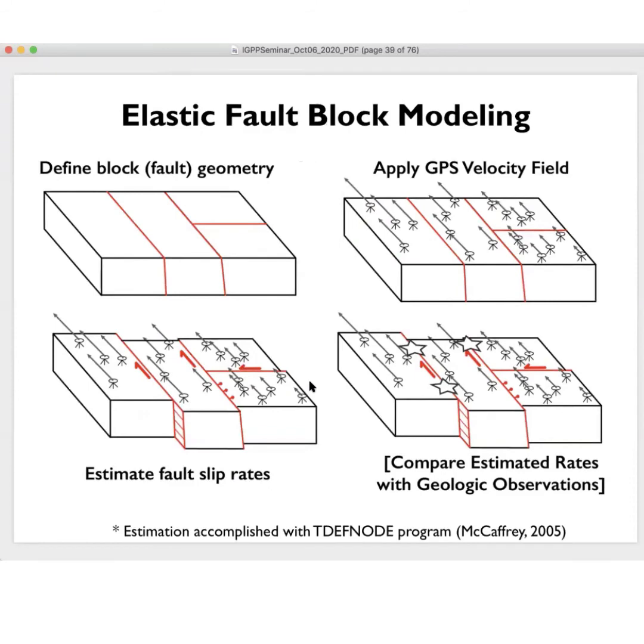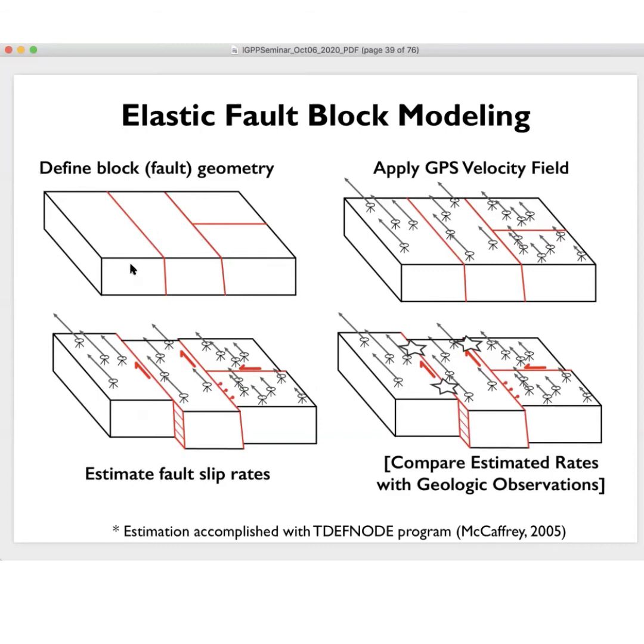So to try to attack this sort of many-faceted problem, we basically decided to use elastic fault block modeling with our geodetic data. And for elastic fault block modeling, there's a few different programs out there that you can use. We decided to use TDefNode, which is written by Rob McCaffrey. And the first step is to define your block geometry. And you have a decent amount of freedom with TDefNode to determine whatever kind of geometry you want. You can have dipping faults, straight faults. You can really go bananas with what you want to include, what kind of complexity you want to include.